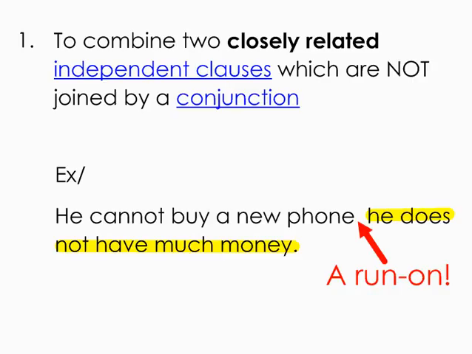One way we can fix this is to use a semicolon. Notice the punctuation. There's a capital H at the beginning and then a lowercase h for our second independent clause, because now we've made one sentence. He cannot buy a new phone; he does not have much money. The semicolon joins these 2 closely related independent clauses.